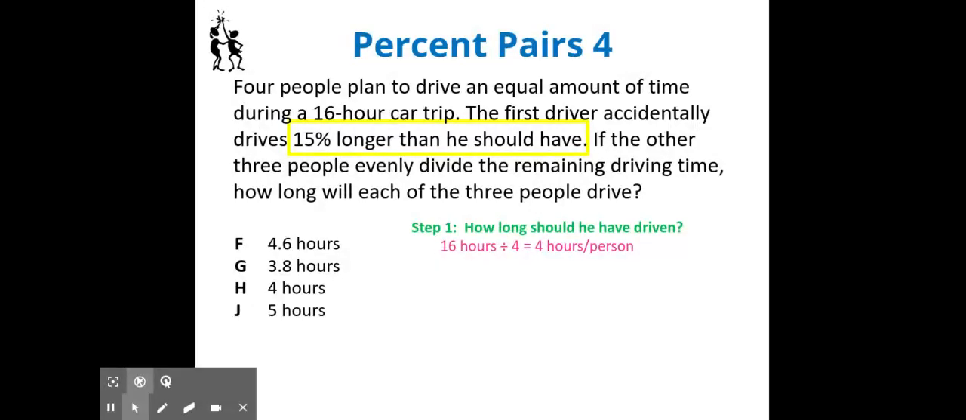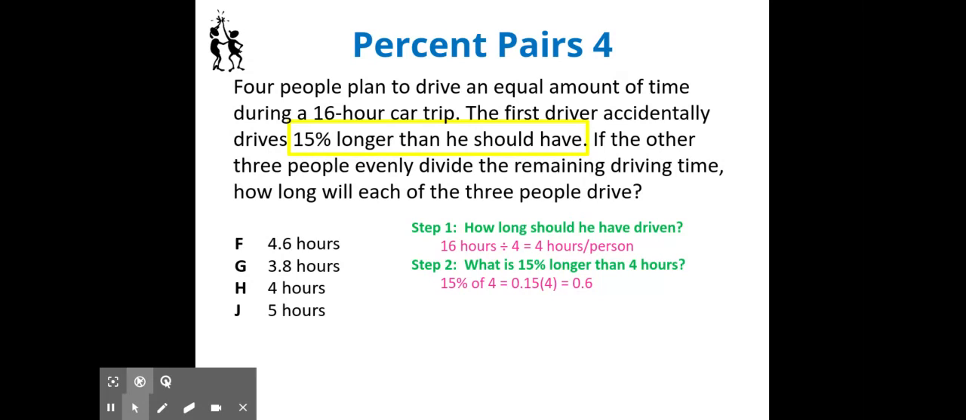Well, he didn't. He drove 15% longer than he should have. So step 2, how long is that? Well, this is where you've already been practicing this week. You know how to find 15% of 4 hours. You've got multiple strategies and ways to get that. You can write a proportion. You can convert the percent to a decimal and multiply. 15% of 4 hours is 6/10. He drove 6/10 hours longer than he should have.